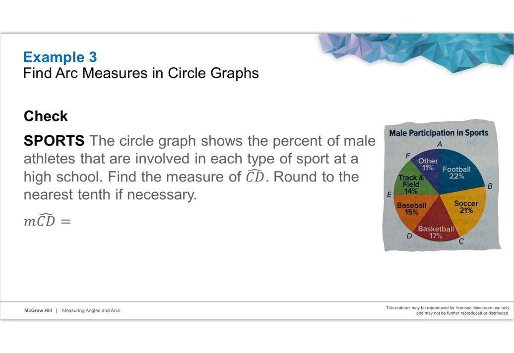In our check after example 3, we have participation in sports by males by different types of sports, and we're being asked to find the measure of arc CD. We can see that that's the basketball section, which is 17% or 0.17 of the total number of degrees in the circle, which is 360. And we are going to get 61.2 degrees for both the central angle and the arc there.